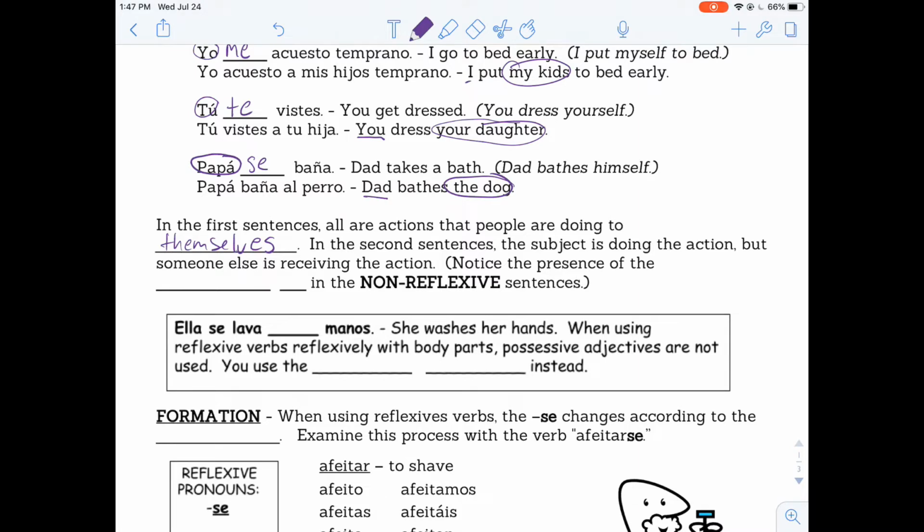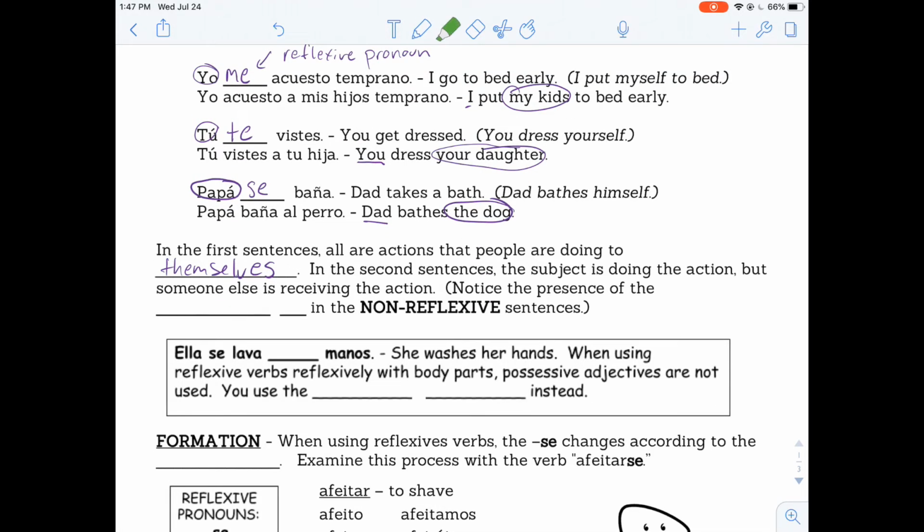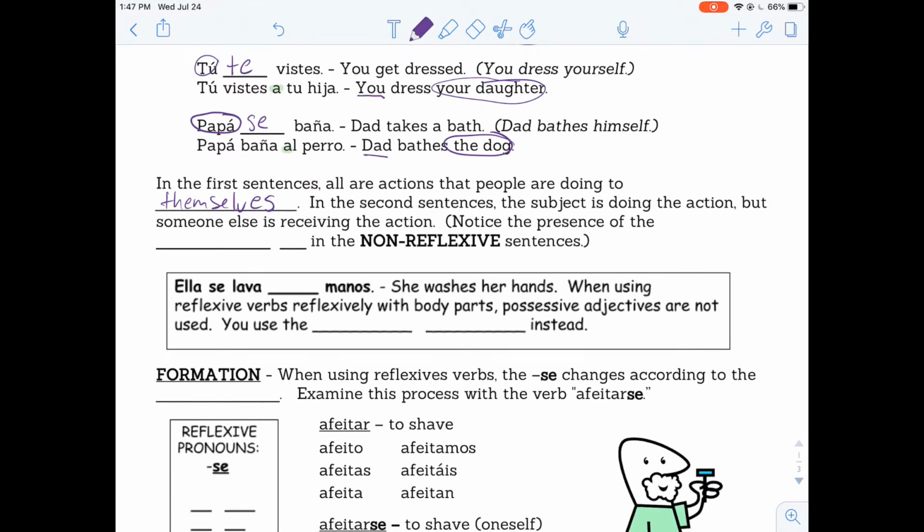Now notice the presence of the blank in the non-reflexive sentences. So look at all three of my non-reflexive sentences. Yo acuesto a mis hijos temprano. Tú vistes a tu hija. Papá baña al perro. There's one word that each of those sentences has, and it's an a. In this case, they have the contraction al because it's a plus el. We don't use that in English. In each case, this is called the personal a, or a personal in Spanish, because if a person is the object of a sentence, the person is receiving the action, you put an a in front of it to denote that it's a person.